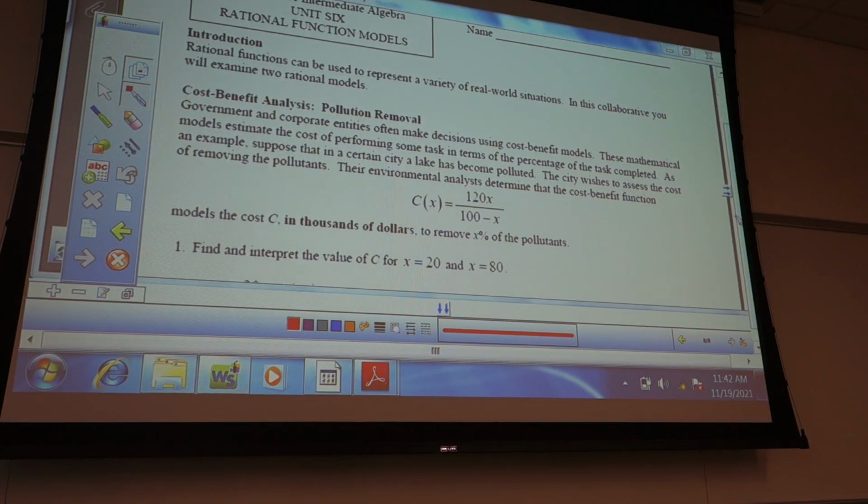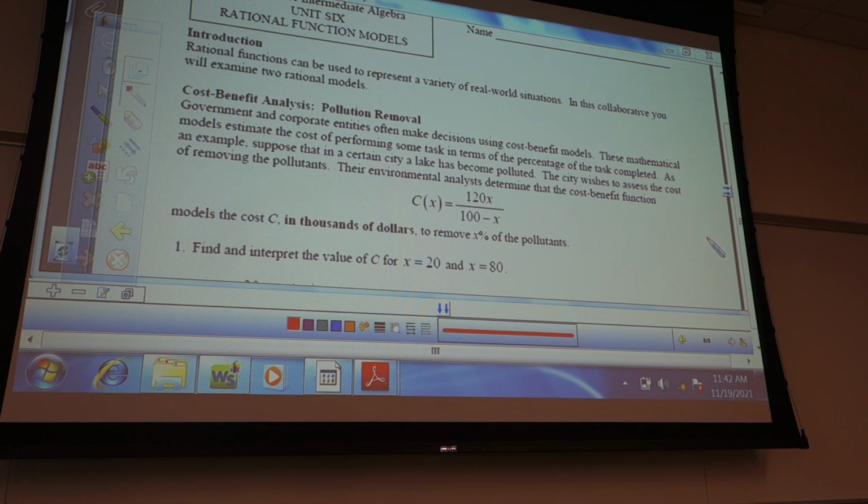Let's get a reader. Natalia, go ahead and read the introduction and the first part. Rational functions can be used to represent a variety of real-world situations. In this collaborative, you will examine two rational models. Government and corporate entities often make decisions using cost-benefit models. These mathematical models estimate the cost of performing some task in terms of the percentage of the task completed.